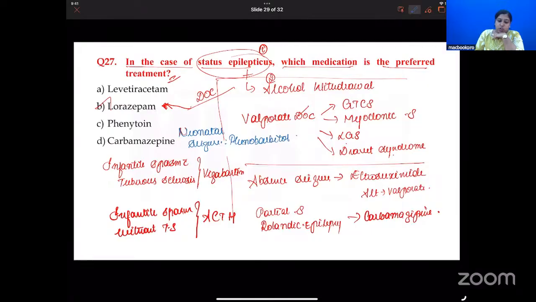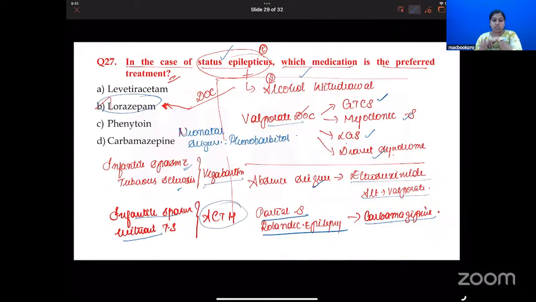So remember, lorazepam is a drug of choice in case of status epilepticus and alcohol withdrawal syndrome. Valproate is a drug of choice in generalized tonic-clonic seizure, myoclonic seizure, Lennox-Gastaut syndrome and Dravet syndrome. In absence seizure, ethosuximide is the drug of choice; an alternative drug is valproate. In partial seizure and Rolandic epilepsy, carbamazepine is a drug of choice. In infantile spasm with tuberous sclerosis, vigabatrin is a drug of choice. Infantile spasm without tuberous sclerosis, ACTH is a drug of choice. In neonatal seizure, phenobarbital is a drug of choice. This is very, very important to be noted.